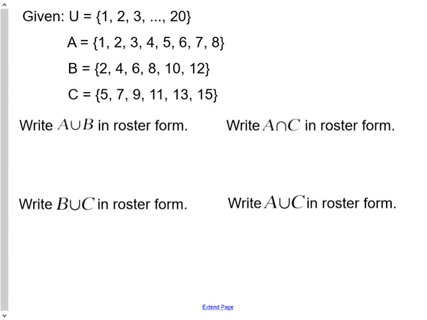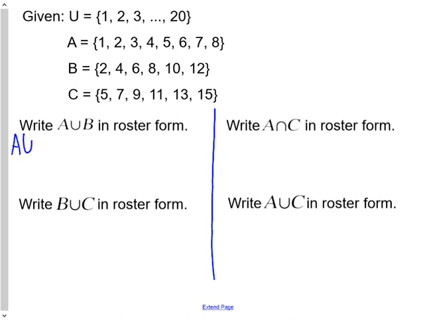Next, given U, again the universal set, are the numbers 1 through 20, 1, 2, 3, 4, 5, 6, etc. A is the numbers 1, 2, 3, 4, 5, 6, 7, 8. B are the even numbers 2, 4, 6, 8, 10, 12. And C are my odd numbers 5, 7, 9, 11, 13, and 15. So it says write A union B in roster form.